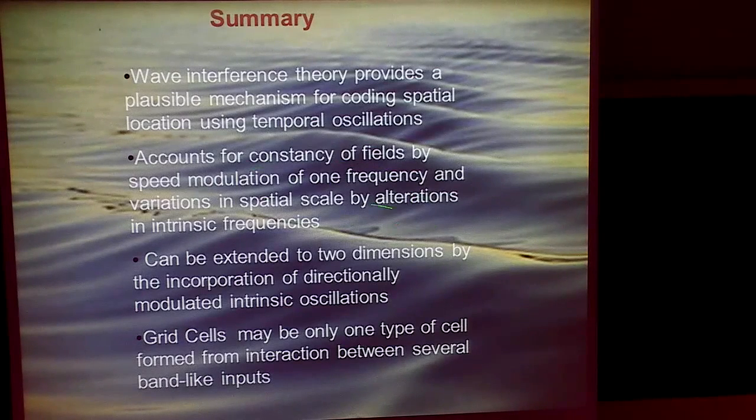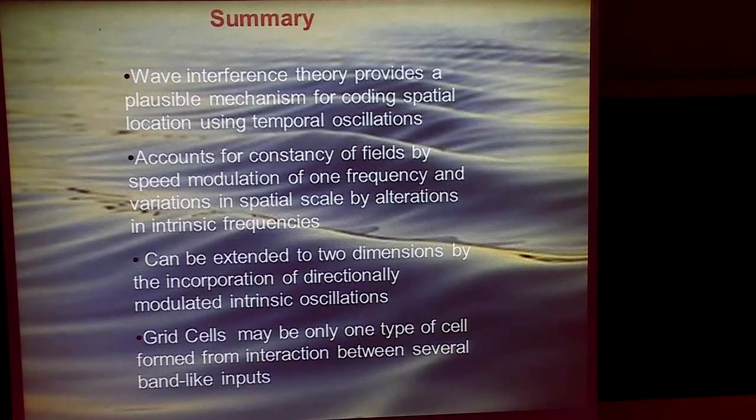It makes it very easy to change spatial scale by just changing the oscillators. And you can show how it works in two dimensions. And lastly, the grid cells may be, and probably are, very important, but they may be only one type of cell in the entorhinal cortex which uses this type of system.